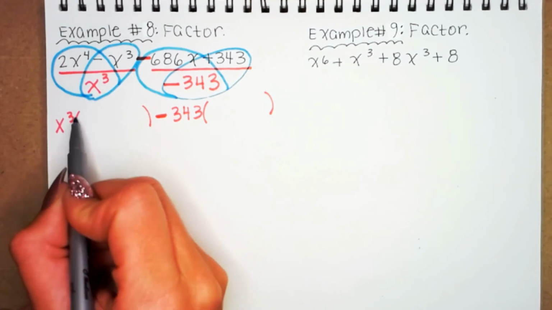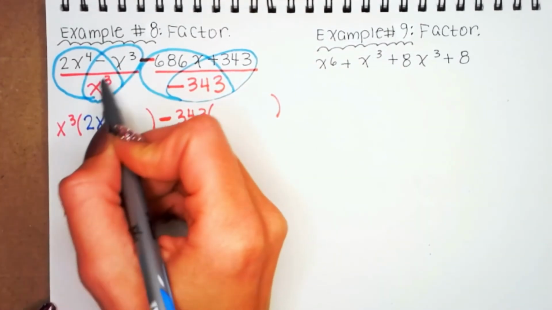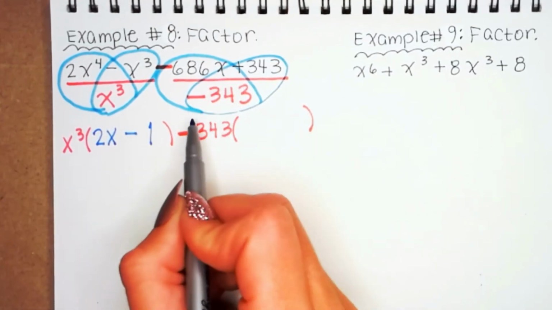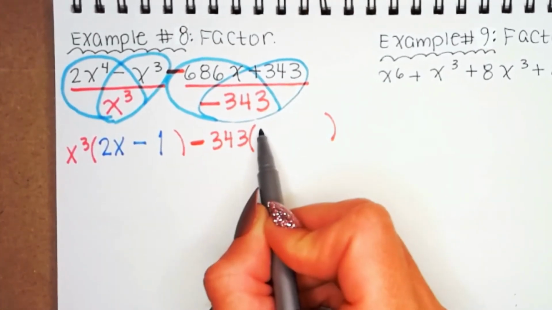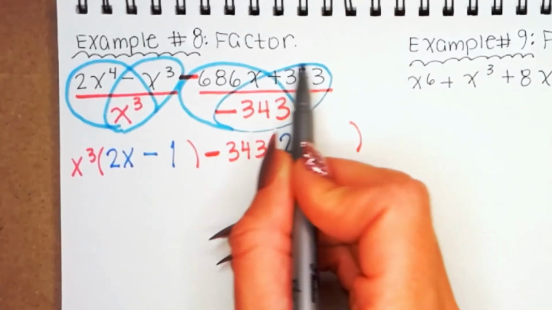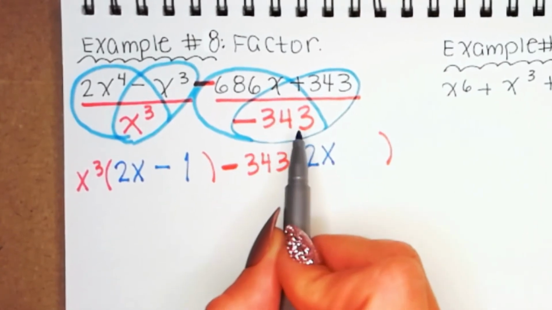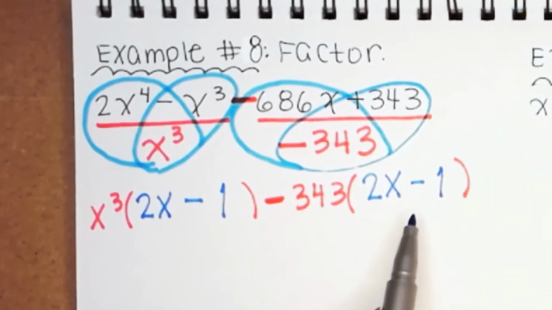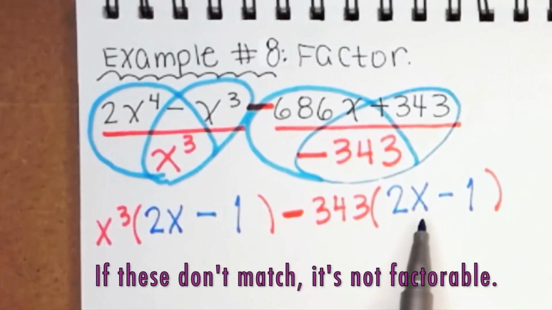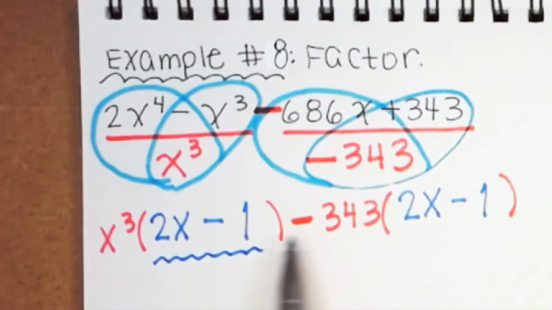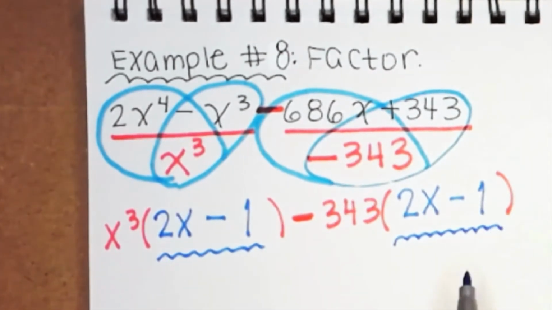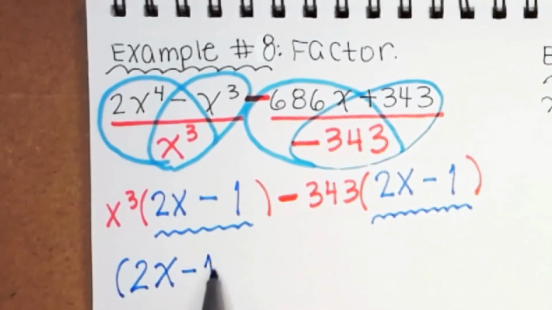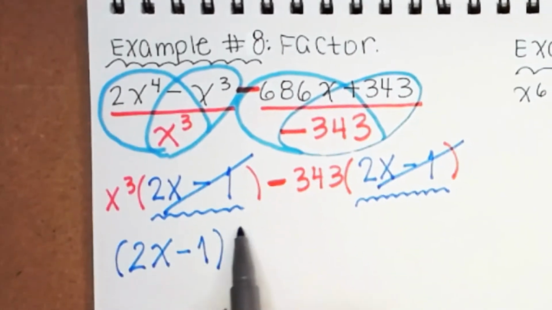2x to the fourth divided by x to the third is 2x. Minus x to the third divided by x to the third is 1. Negative 686x divided by negative 343, that's also 2x. Positive 343 divided by negative 343 is negative 1. If you didn't put that negative there, you would have gotten a positive 1 and you would have been all messed up. If these don't match, it's not factorable or you messed up. Since they match, 2x minus 1 is a greatest common factor. I take it out. What's left inside?